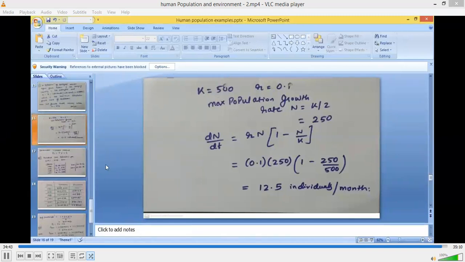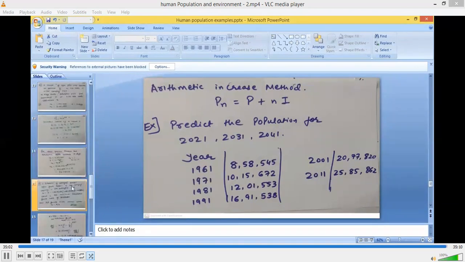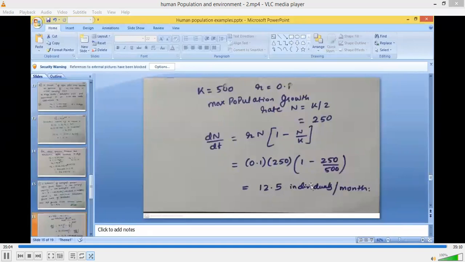Clear? So the next question is from the population growth rate theories. I'm not going to do it right now because the concept is still not covered. In the next session, when it is covered, I will help you out with this numerical also. So we'll stop up to this point of the logistic growth rate.